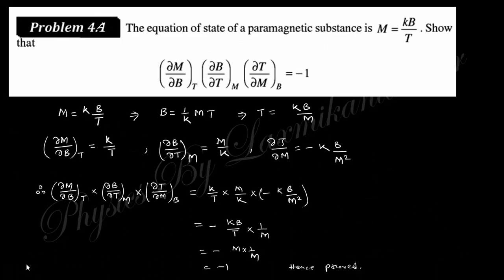Simple. Next one: the equation is like that for a paramagnetic substance, M equals K B by T, so this relation is valid. So you will get del M del B at constant T by differentiating with respect to B, which gives K by T. Now B is rearranged as 1 by K, M T. So del B del T is nothing but M by K, and T equals K B by M. So del M del T equals minus K B by M square. If you take the product of these three, you will get minus one. Clear? Go to the next one.